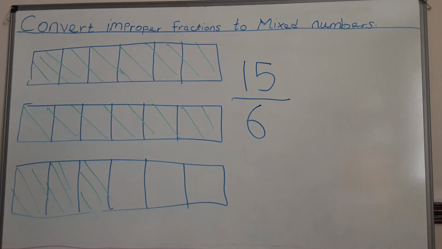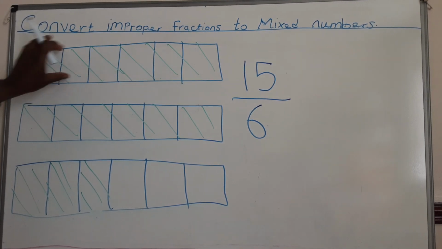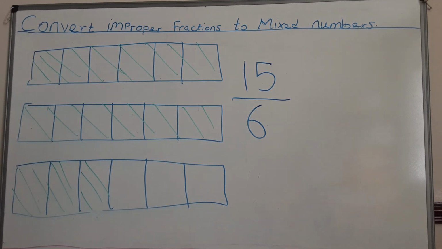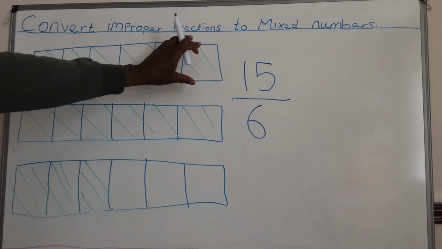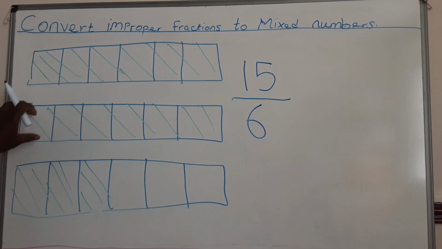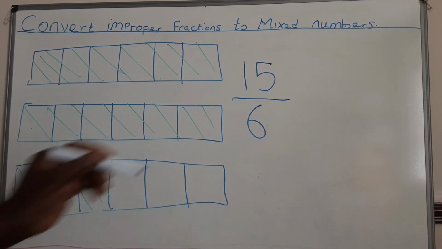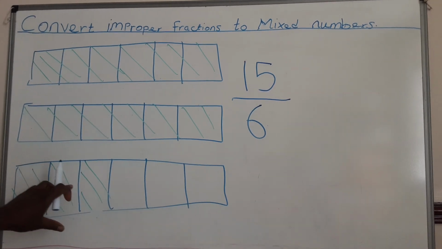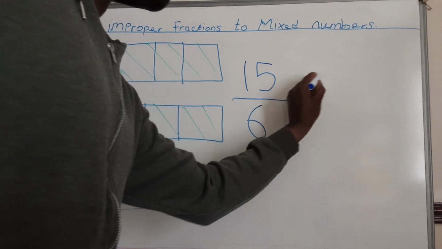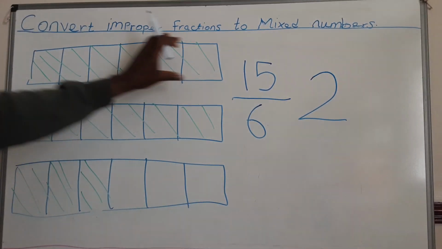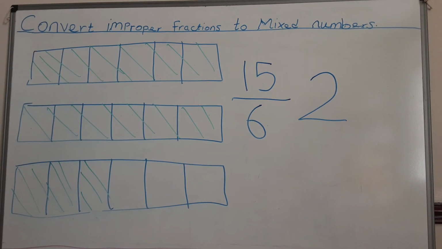Now we have to convert it to our mixed number. How do we do that? We've gone through this, so I know you got it right. Right. So we could see that 2 bars are fully shaded. So this bar is fully shaded, this bar is fully shaded. So we have 2 bars fully shaded because this bar is not fully shaded. So we write our 2. So this is a 2 whole bar being shaded.